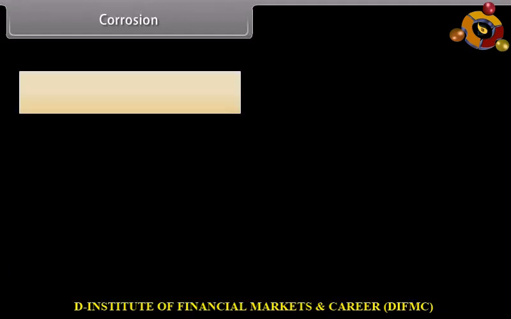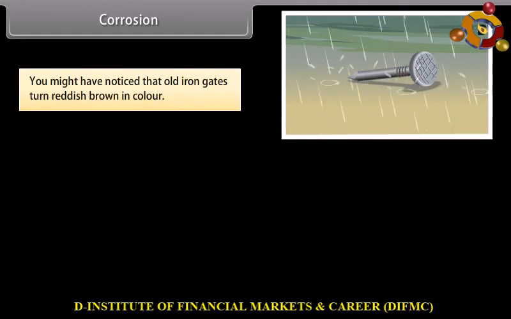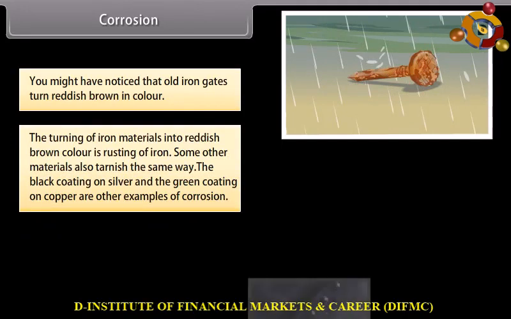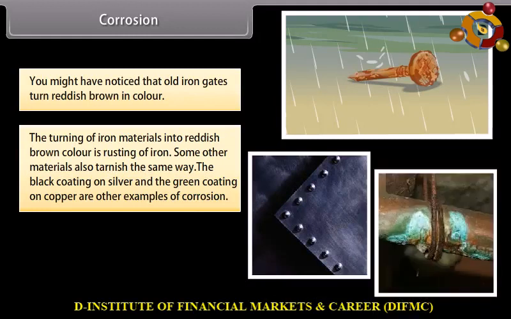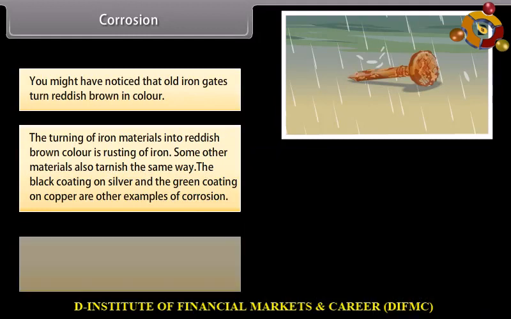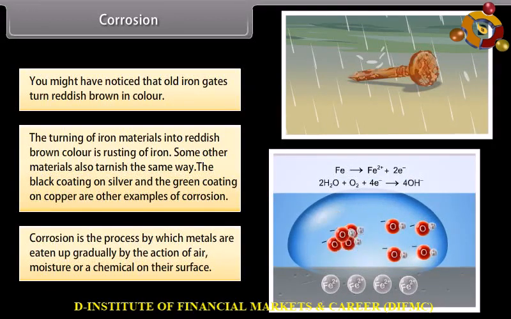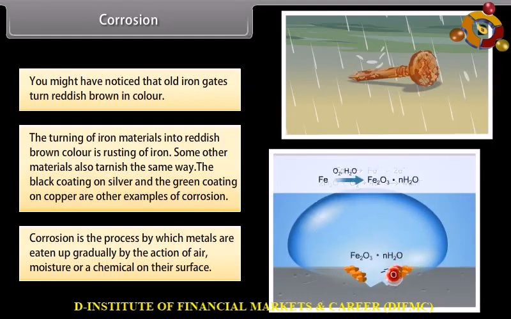Corrosion. You might have noticed that old iron gates turn reddish-brown in color. The turning of iron materials into reddish-brown color is rusting of iron. Some other materials also tarnish the same way. The black coating on silver and the green coating on copper are other examples of corrosion. Corrosion is the process by which metals are eaten up gradually by the action of air, moisture, or a chemical on their surface.